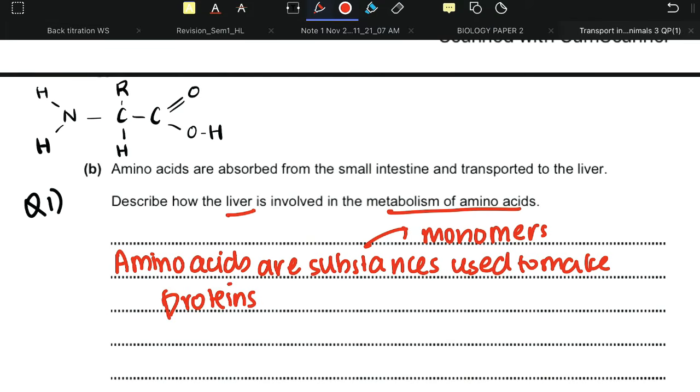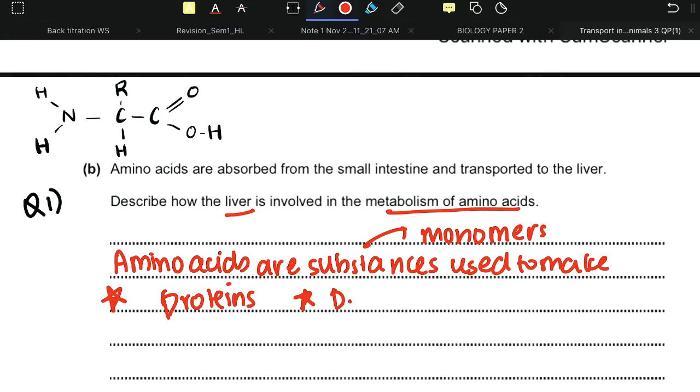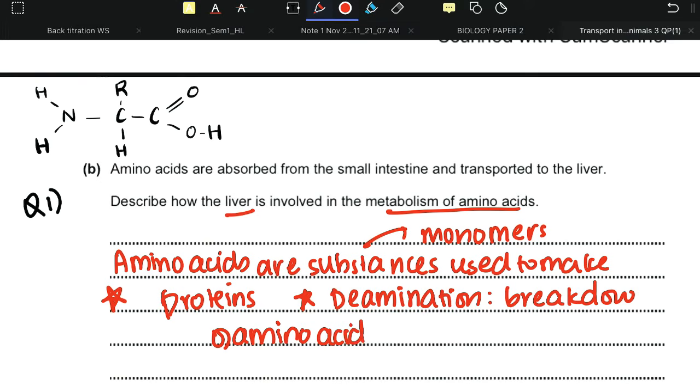Now, what exactly does the liver do, and what is its role in metabolism of amino acids? That's what the question is asking you, right? The liver helps in deamination. The process name is called deamination. So the liver helps in the deamination of amino acids, which is the breakdown of the amino acids into urea. That's very important. So amino acids to urea, and how does it do it?